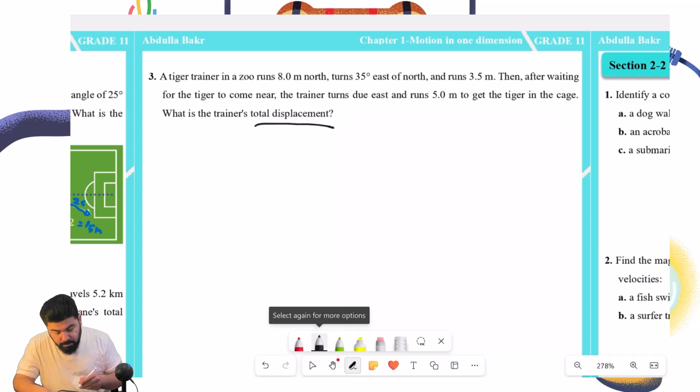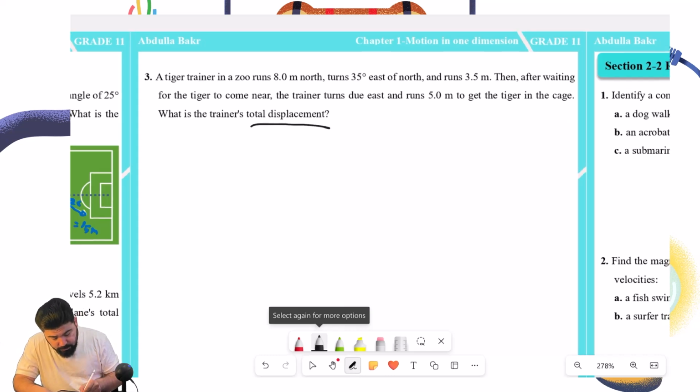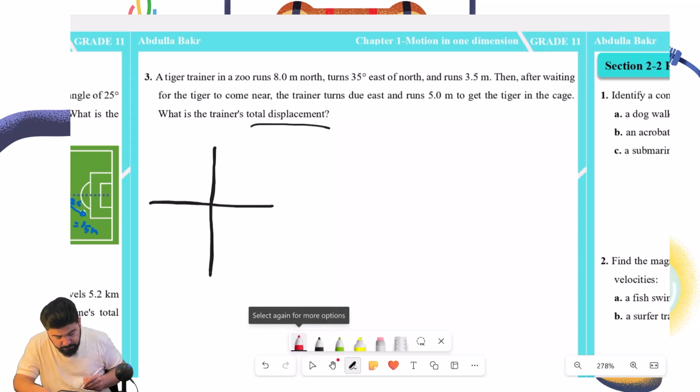Like every time, because this time we have 3 vectors, always try to separate them, don't add them in one coordinate system. So first we have what? It says a trainer in a zoo goes 8 meters north. Okay, so we have north, and this zoo trainer is going 8 meters north. So you already see that I don't have an x component, I only have a y component. So that is my first vector.